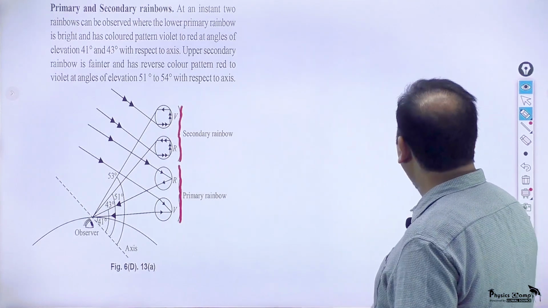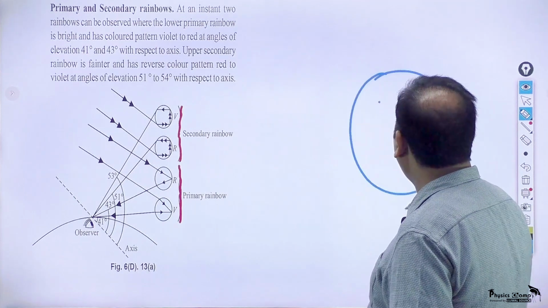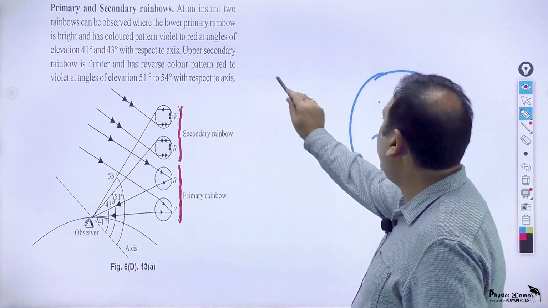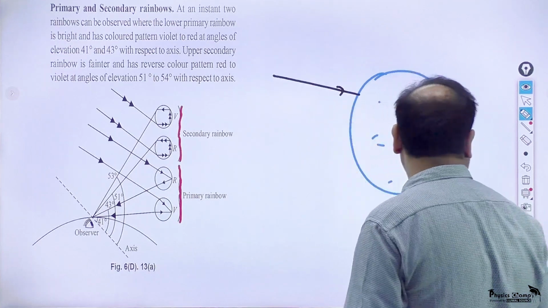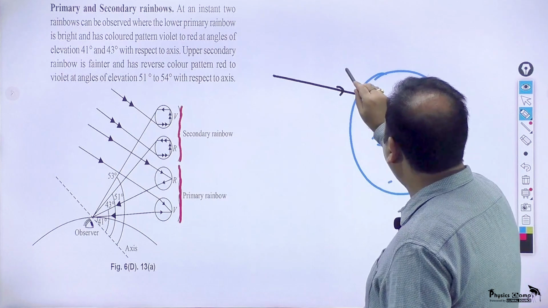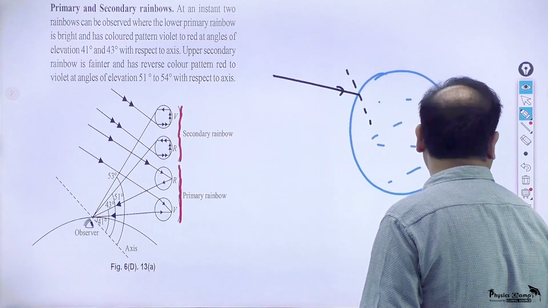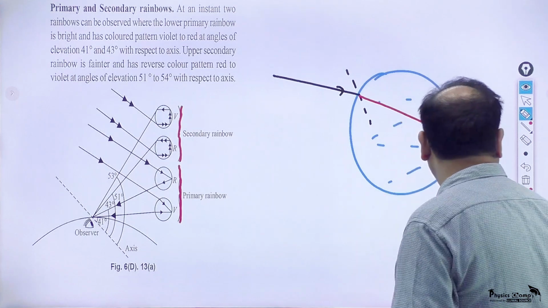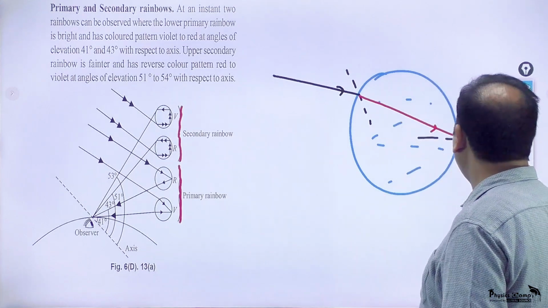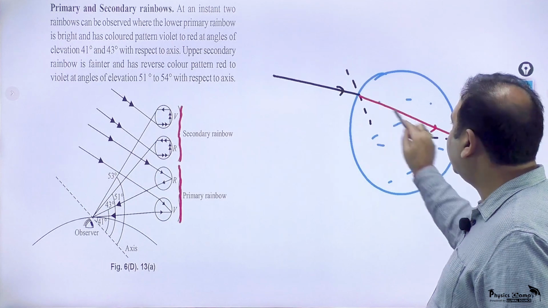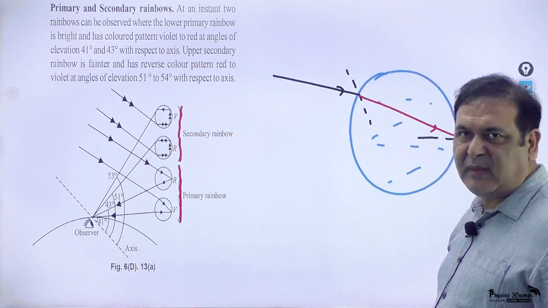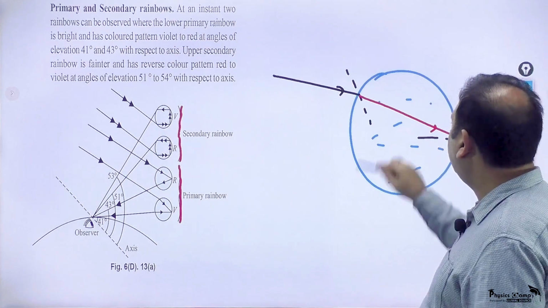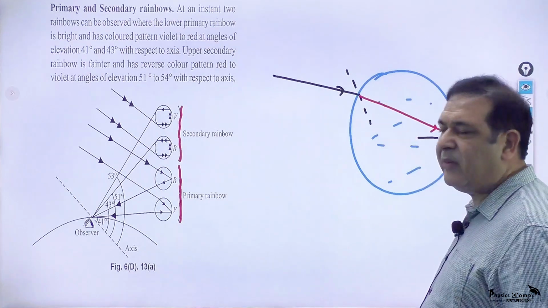For the primary rainbow, this is a water droplet. The white light falls, one refraction takes place, and light travels inside like this. Another refraction will take place. It will partially reflect, partially refract. There is no prism-like dispersion. It is just refraction. So it partially reflects and partially refracts.